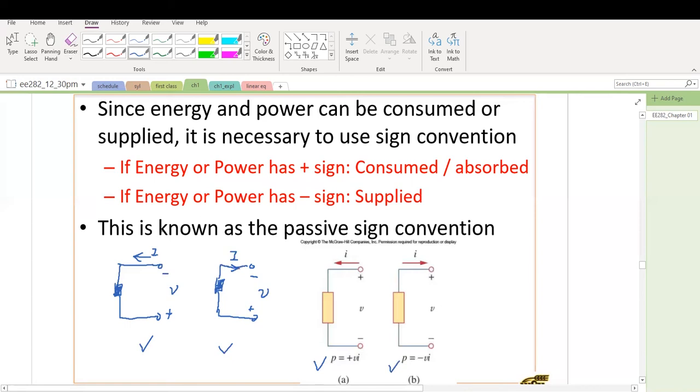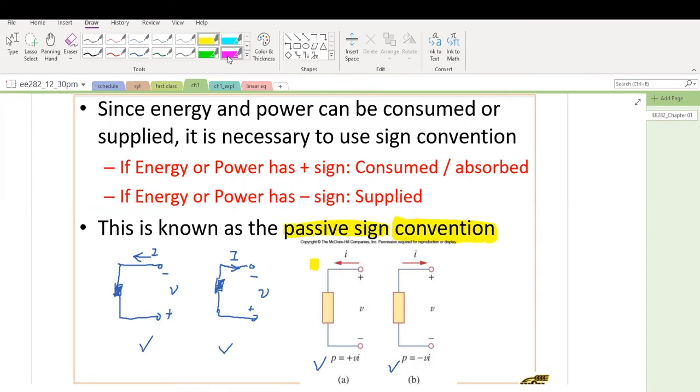Which one we choose, the community follows. That's the convention. Everyone follows that. What is the passive sign convention? It is the convention that everyone in the circuits community follows. That's this one here, which means that the current is defined as flowing into the positive sign of the voltage in any device. Let's explain that.